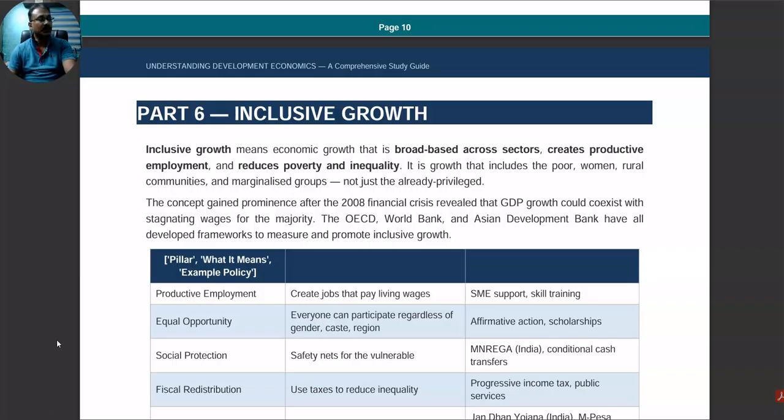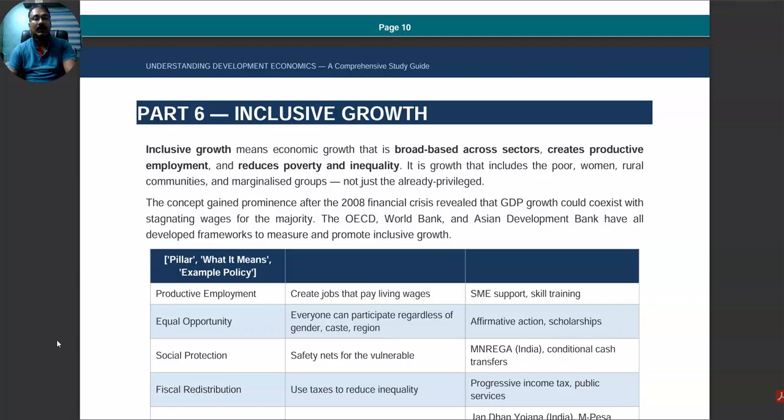Inclusive growth means the economic growth that is broad based across sectors, creates productive employment, and reduces poverty and inequality. It is growth that includes the poor, women, the rural communities, and marginalized groups, not just the already privileged. That means growth with inclusion of the vulnerable section of the society.